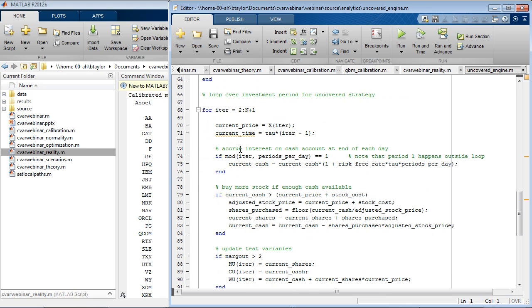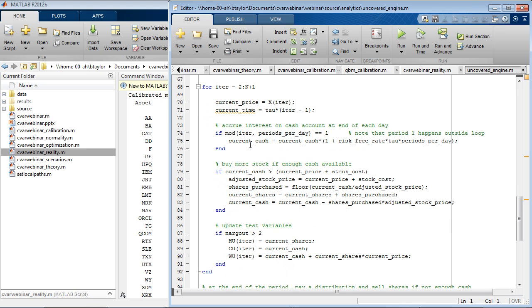And in the time loop are all the different things that might occur during this single investment period. In this case, the investment period is a 1-month period from start to finish, and the return over that period is a single scenario for the uncovered position. So during that period over a month, for example, each day, in this case, you're accruing interest on the cash account at the end of each day. So it's checking to see if that happens and does the accrual.